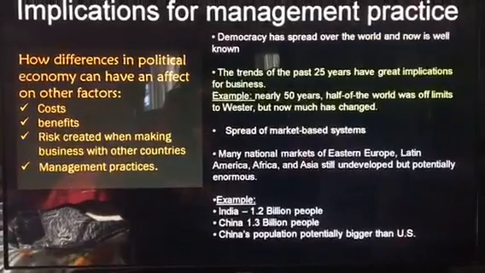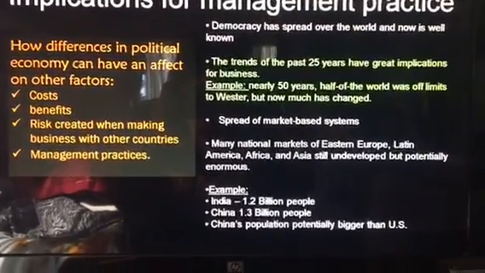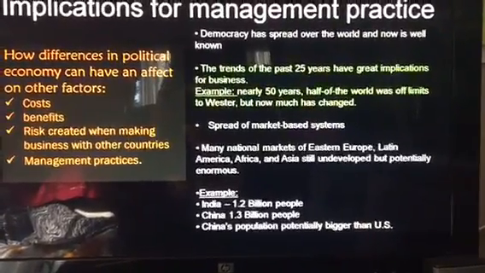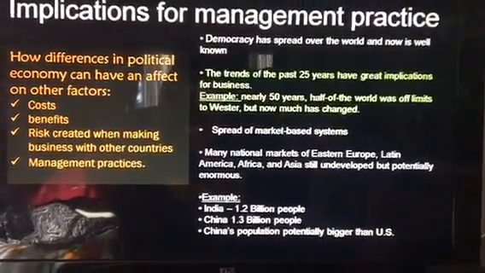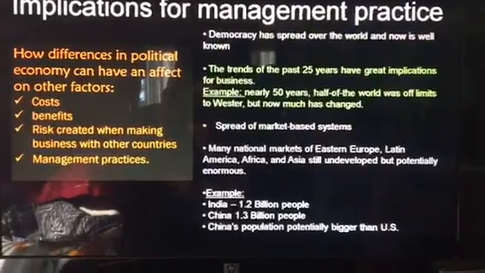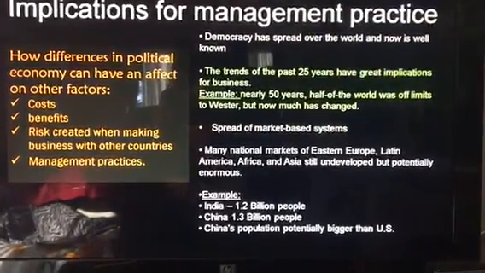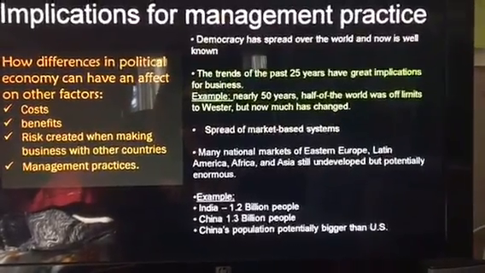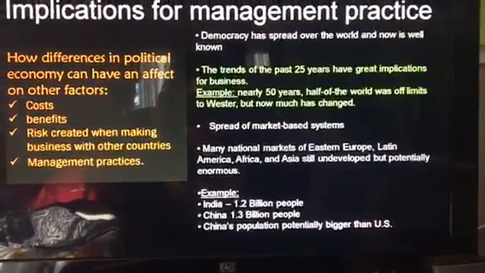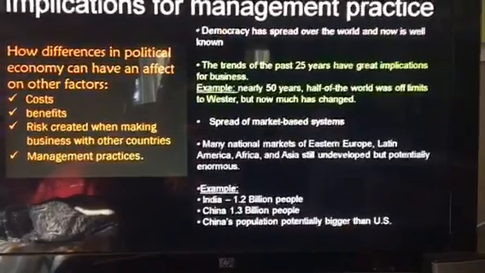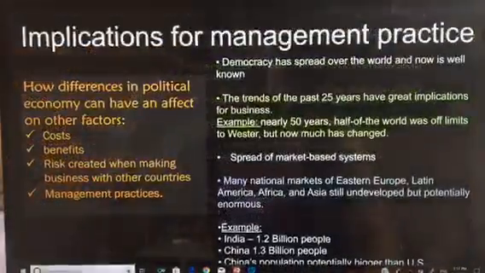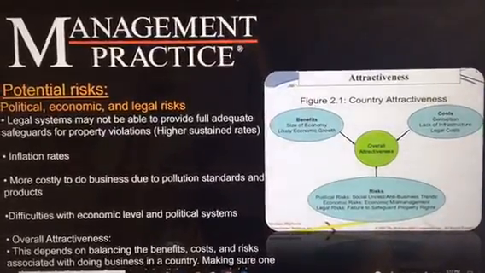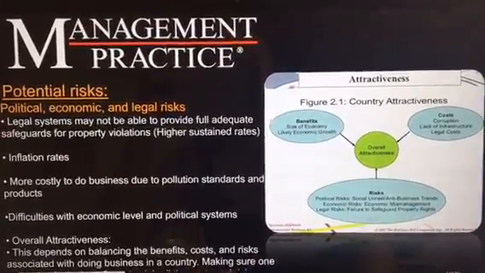But with this, there's also negatives that can arise. So there's a lot of risks that can happen from economic mismanagement and legal systems not being able to always provide the full adequate safeguards for property rights violations. We can also see it being more costly as doing business in different countries can have different workplaces, pollution standards, and products. So yes, the overall attractiveness really depends on balancing the benefits, costs, and risks associated with doing business in a country.